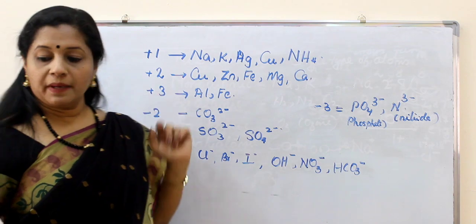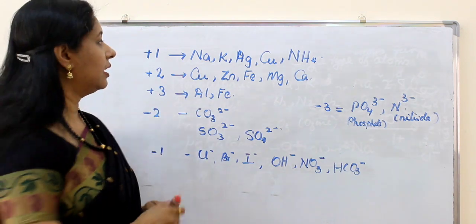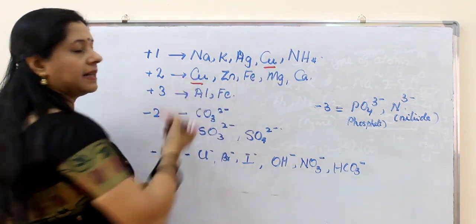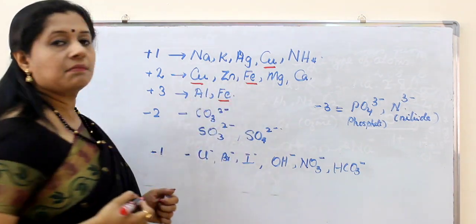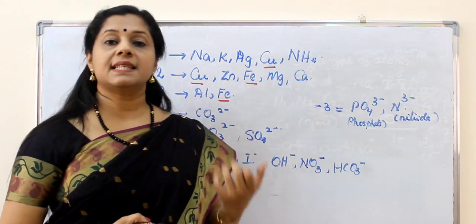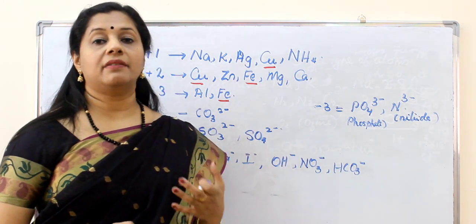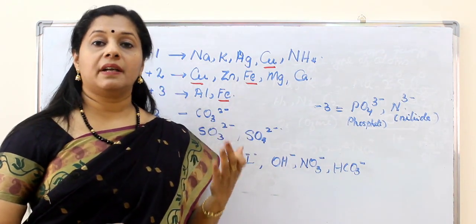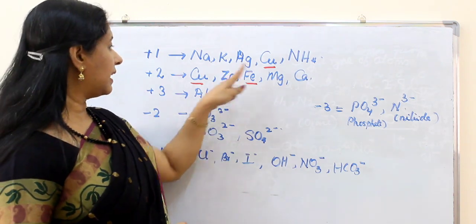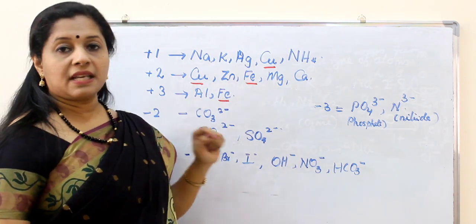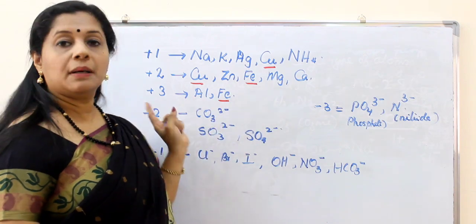But again, you may have a doubt, because you are finding copper as plus 1 and copper as plus 2 also. The same way, iron as plus 2 and iron as plus 3 also. Because these are certain elements which have atoms with different valencies, or variable valencies, we say. Copper can have plus 1 or plus 2. The same way iron can have plus 2 or plus 3.